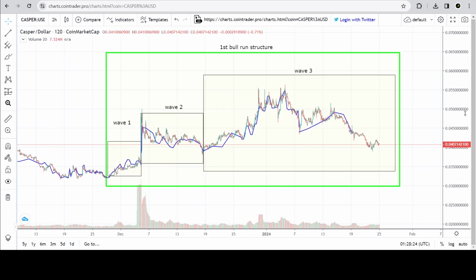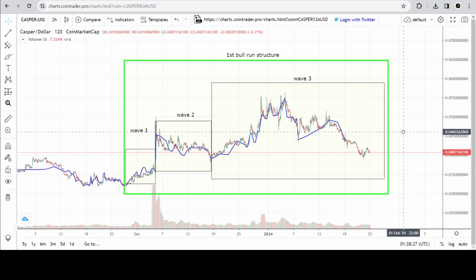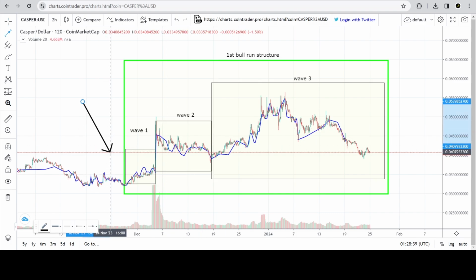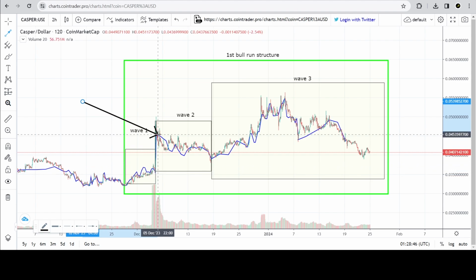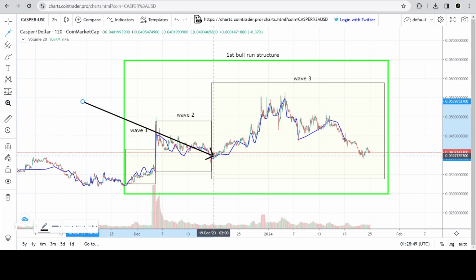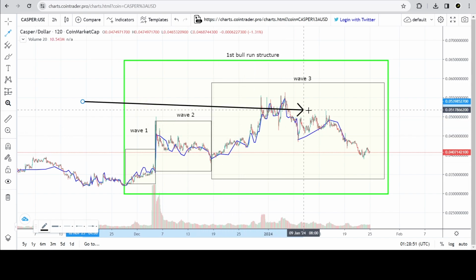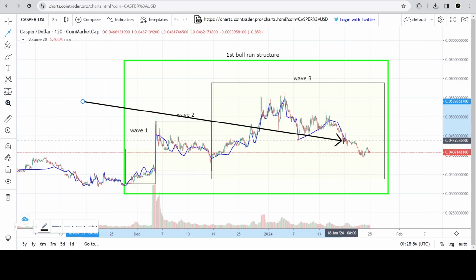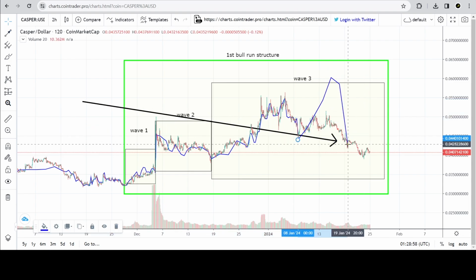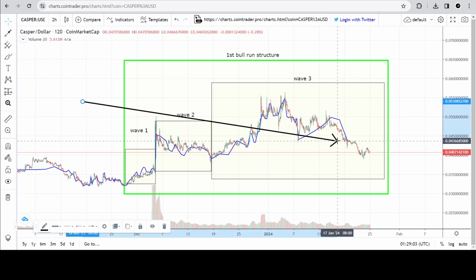So it is my belief that we are currently in the first structure of the greater bull run structure that Casper has. So we have completed thus far the first wave, which was very small. Price has moved up and winded its way down in the second wave, and now this third wave is turning out to be quite large, and the move down is larger than what this fractal may suggest, but that is not necessarily something to be concerned over.